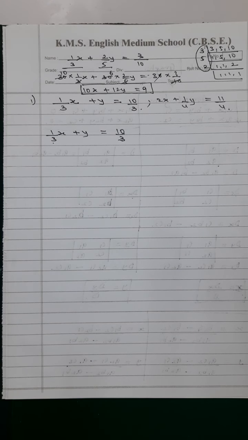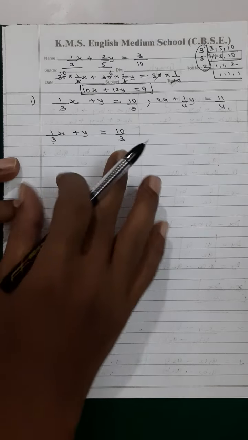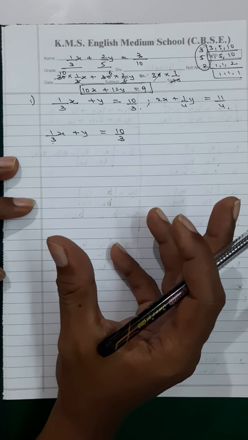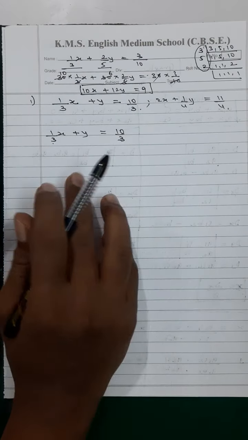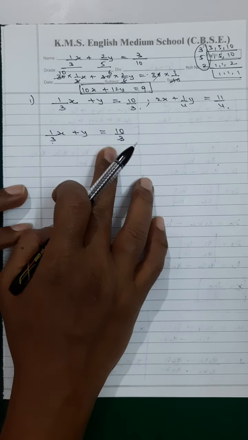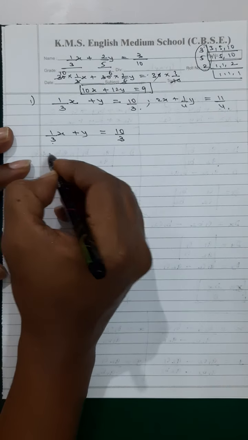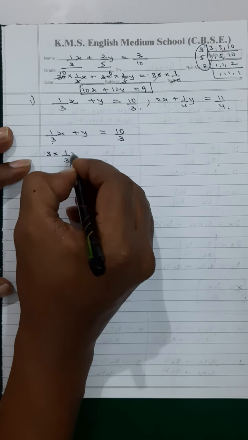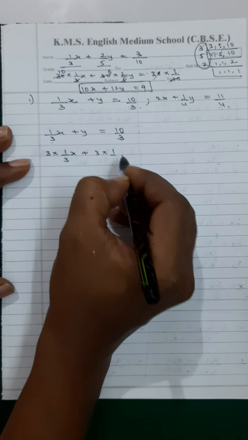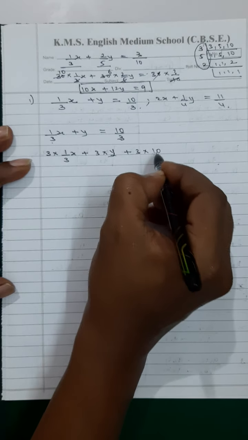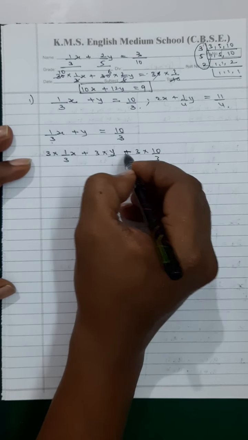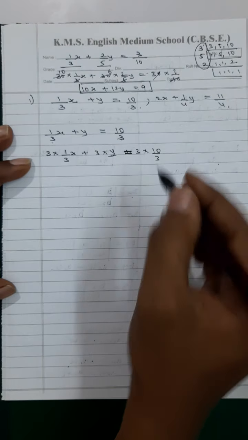Always when you have to get rid of the denominator, multiply the whole equation by the LCM of the denominators. But in this case, what is given to us? There is only one denominator, 3. Basically this denominator is 3 and this denominator is 3, so the LCM will be 3. So multiplying throughout by 3, you don't have to actually show it. You just write 1 upon 3x plus 3 into 1 into y plus 3 into 10 upon 3.